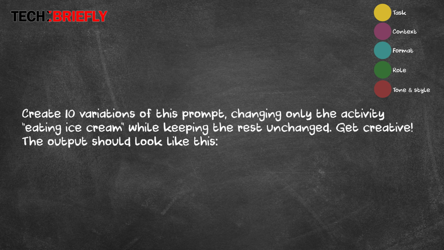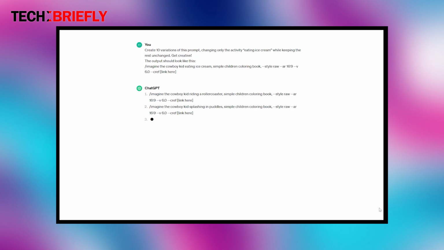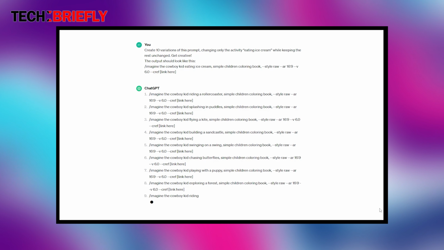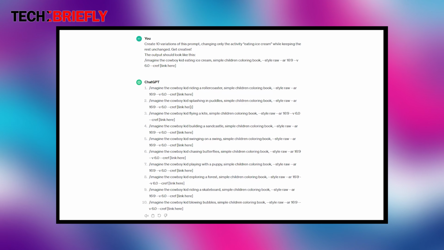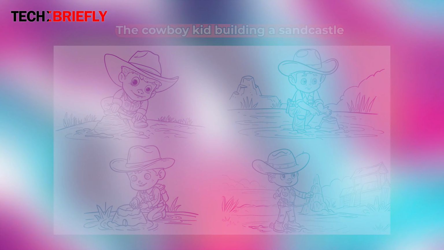For instance, enter ChatGPT and type create 10 variations of this prompt, changing only the activity eating ice cream while keeping the rest unchanged. Get creative. The output should look like this. Then we paste our perfect prompt. Watch what happens when we hit enter. ChatGPT gave us 10 different scenes. You can pick your favorite ones or you can even ask for some more. I tried some of these ideas on Midjourney. Let's check them out together.